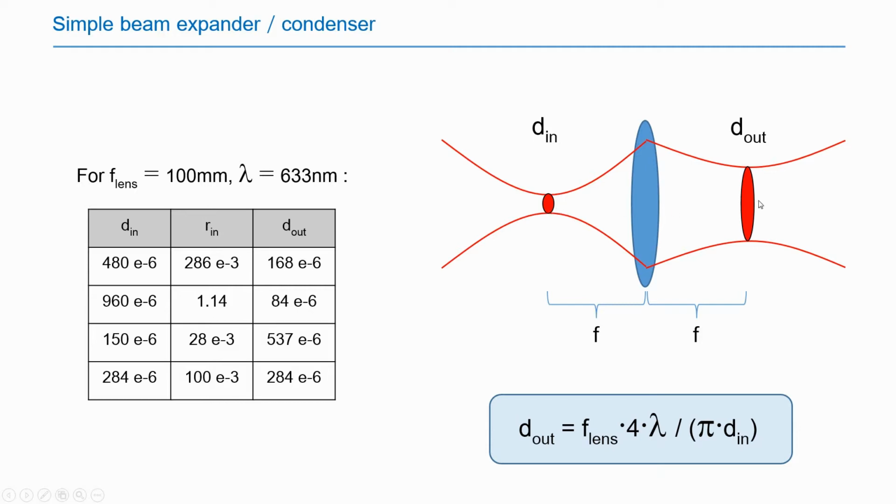So why does it work in one direction one way and the other direction the other way? That has to do with the sizes of these waists. And let's discuss that by looking at some examples here.